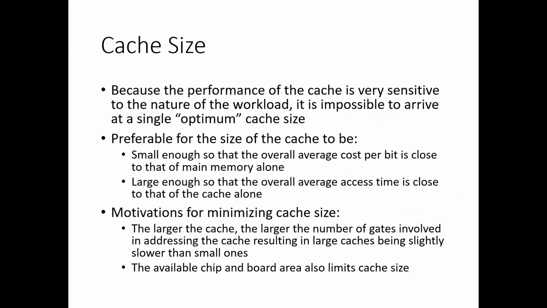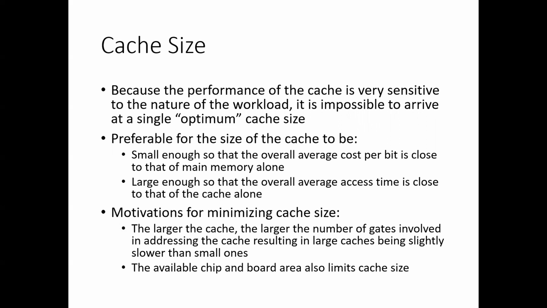Another characterization is cache size, and because the performance of the cache is pretty sensitive to the nature of the workload, it's impossible to arrive at a single optimum cache size. So we want it to be small enough so that the overall cost per bit is close to that of main memory alone, but large enough so that the overall access time is close to that of the cache alone. So it's a kind of a balancing act, as most things in this field are.